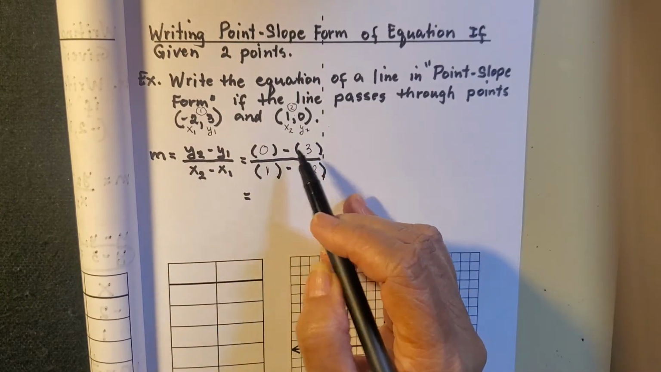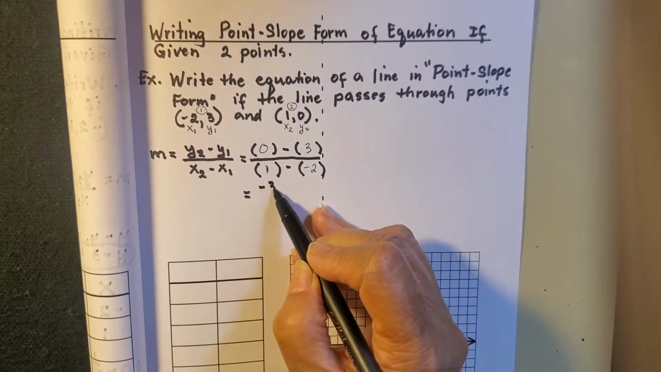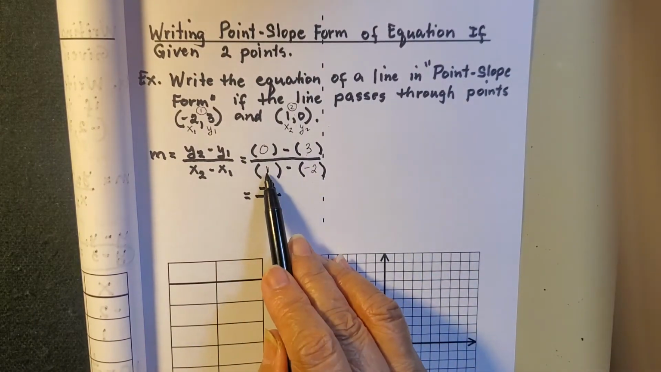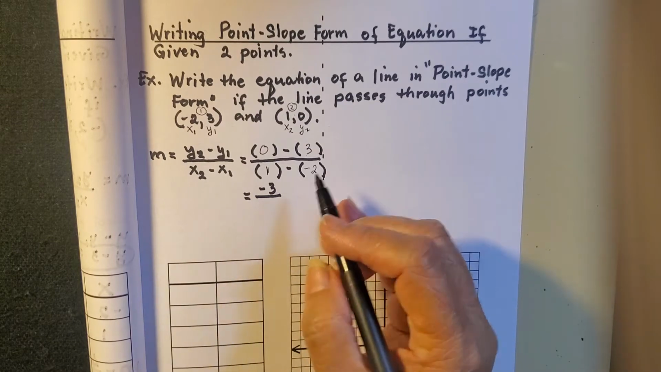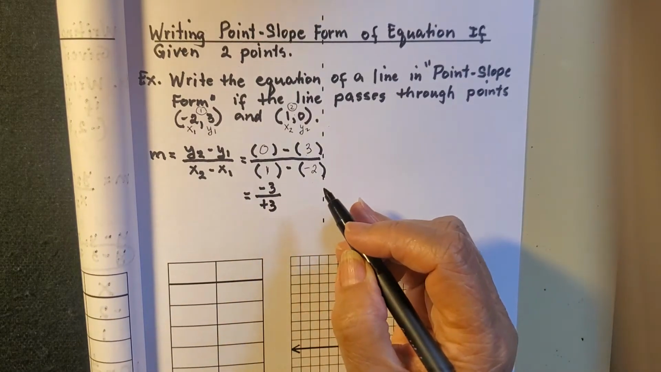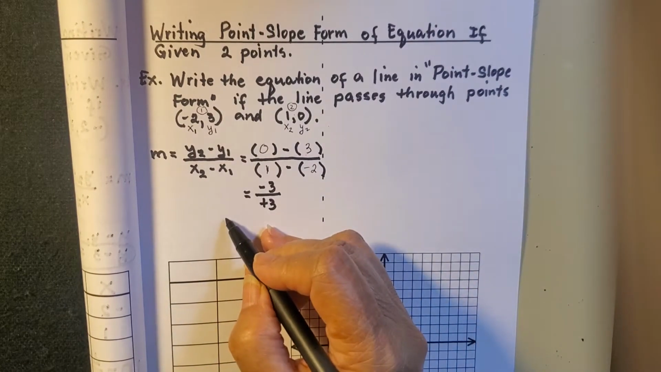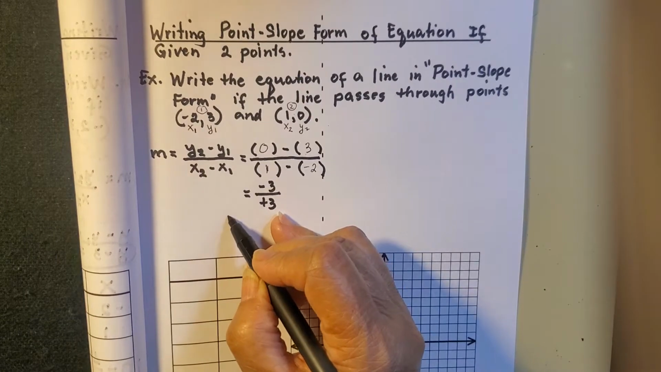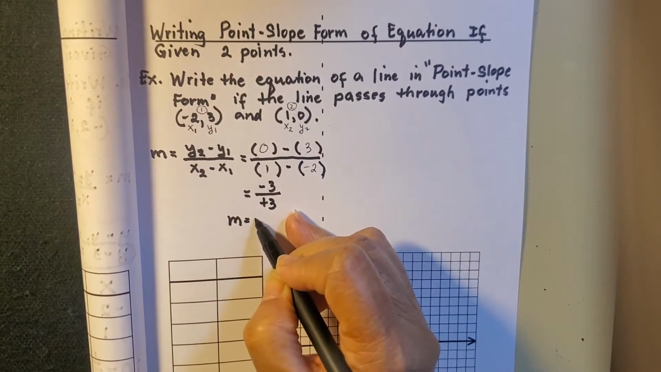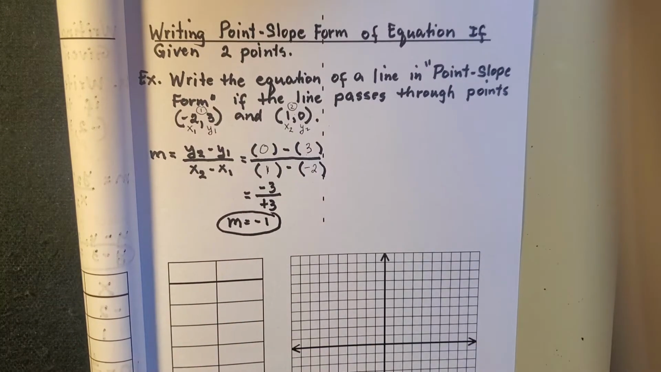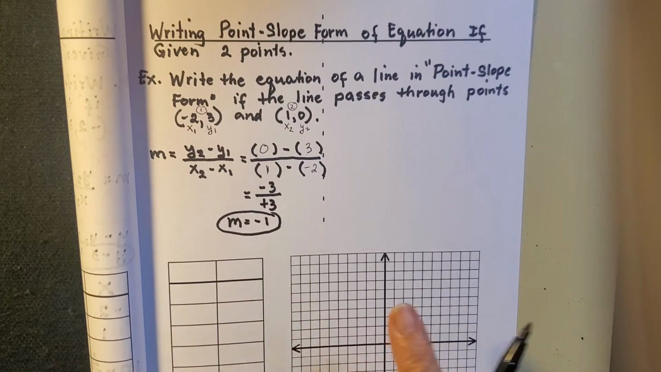So, 0 minus 3 is negative 3. You can use your calculator to solve. 1 minus negative 2 is a positive 3. Now, when I simplify negative 3 divided by positive 3, my slope is negative 1. Okay? Now, I will teach you another way of finding the slope.